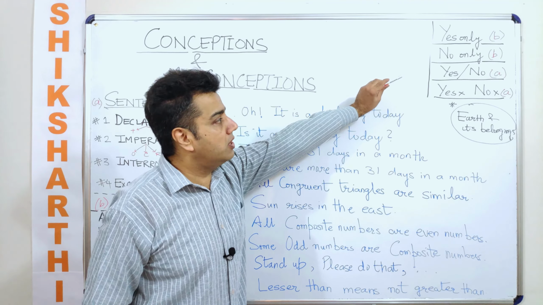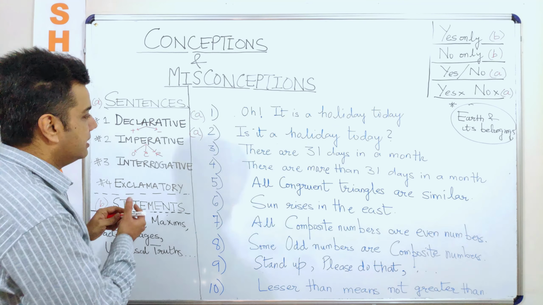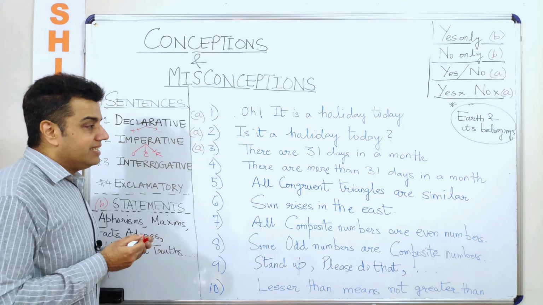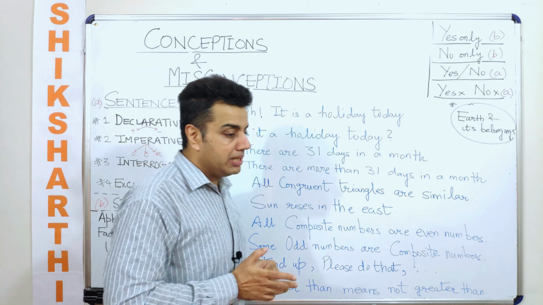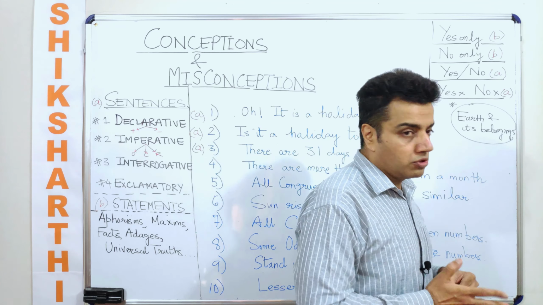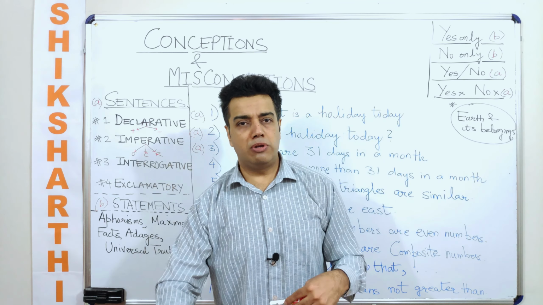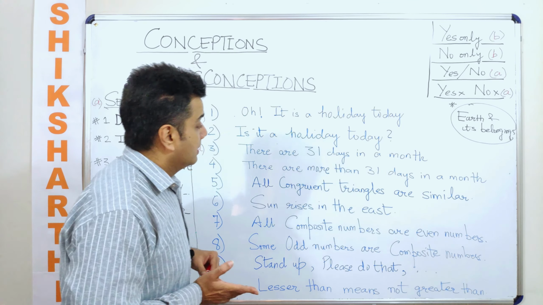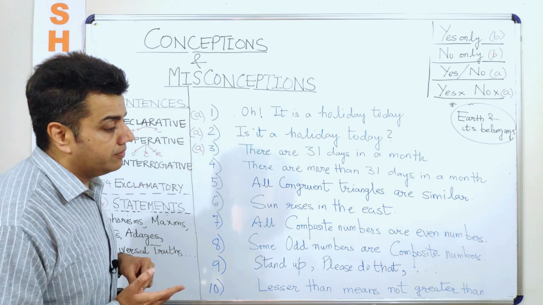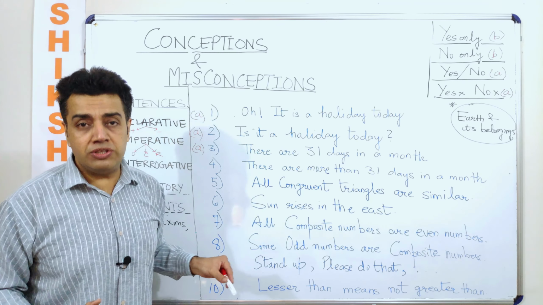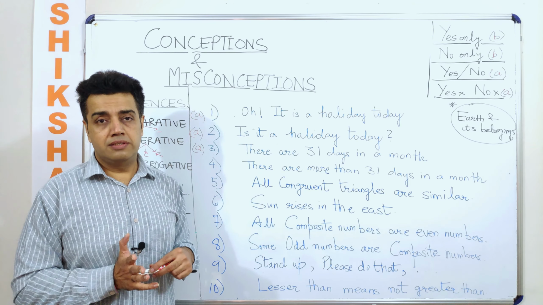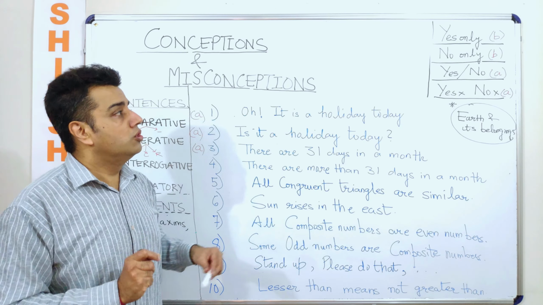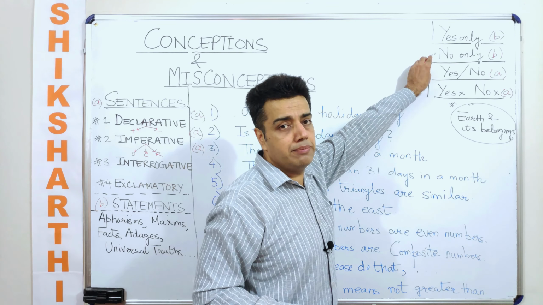So which category does it fall under? It falls under category A, which is a sentence only. Let's see the next one. If I say there are more than 31 days in a month, since we are discussing Earth and the things which belong to Earth, there is no month which has more than 31 days. So you will say no. You will give an absolute answer like no. Now absolute answer means what? It becomes a statement.